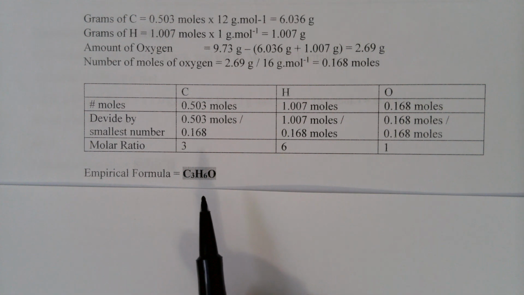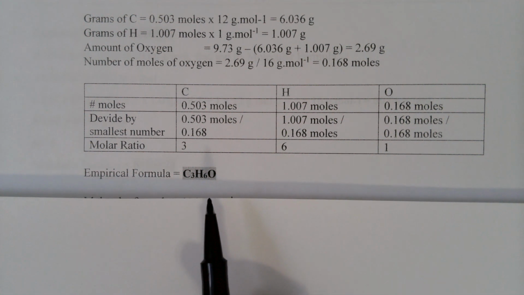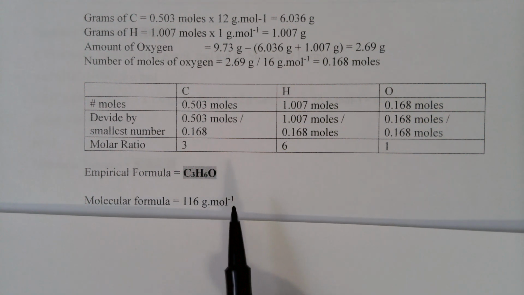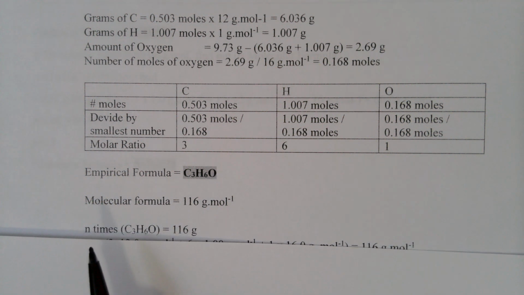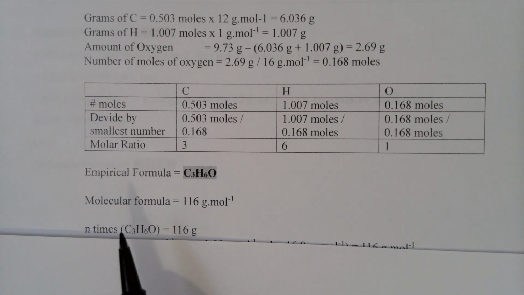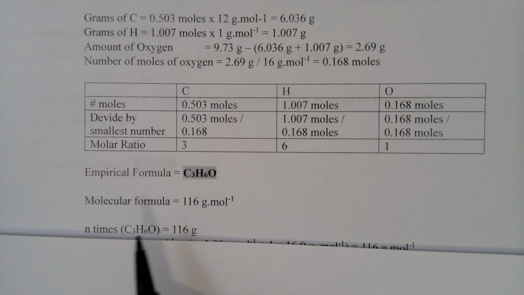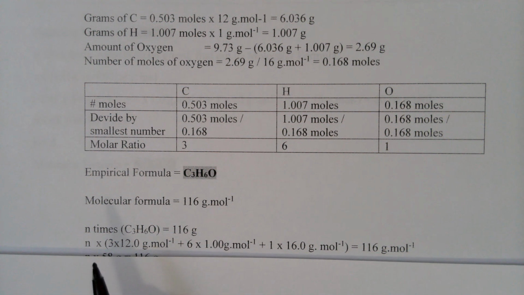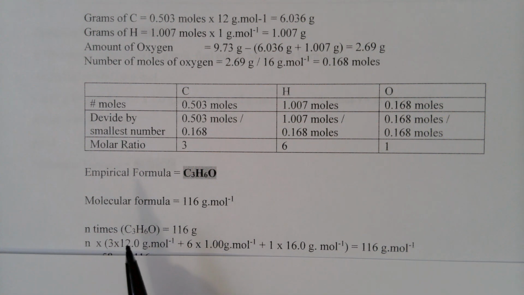Now the empirical formula is not the actual one. Let's find out the actual formula, the molecular formula. The molecular formula mass is given as 116 grams per mole. It is in the question. If we multiply this empirical formula mass by n, 1 time or 2 times or 3 times, it is equal to 116. So we need to find the n number. I added here n times, 1 carbon is 12 grams times 3, plus 1 hydrogen is 1 gram times 6 hydrogens, plus 1 oxygen, 16 times 1. If we add all these together, times n, it is equal to 116.